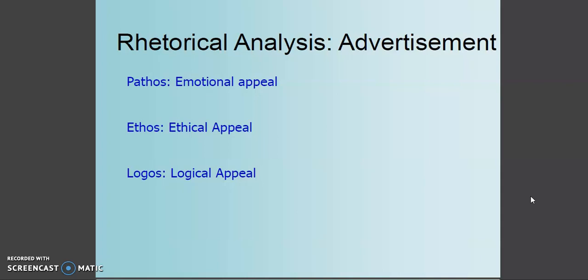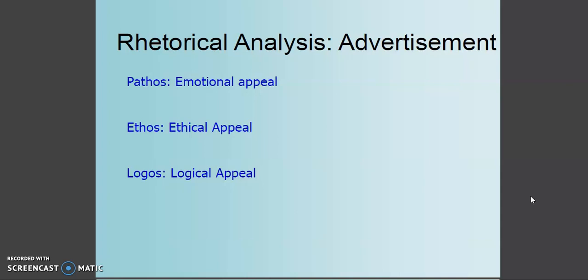Ethos, ethical appeal. It's related to credibility, being able to trust whoever has made the advertisement or has written this article or has written a book about ways to cope with depression. Ethos is related to who's the writer, who's the one telling me this information, can I trust them?